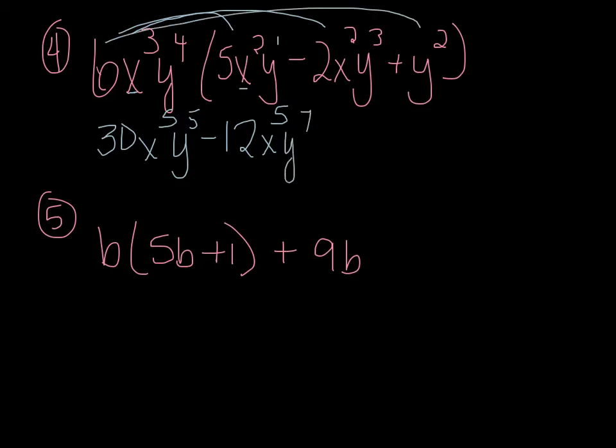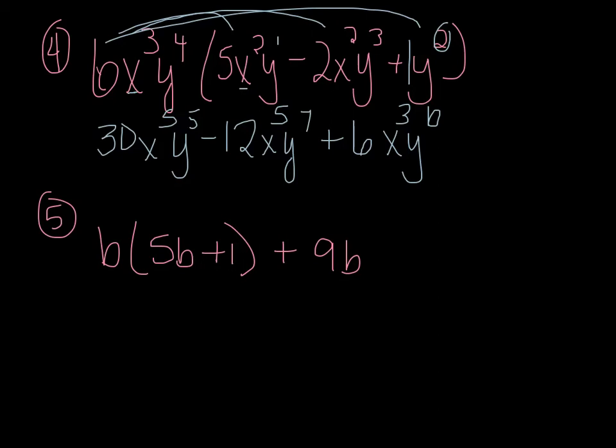Now we have 6 times y squared. Now remember there's a 1 there, so 6 times 1 is 6. And then we have x to the third, and then y to the fourth times y to the second, which is y to the sixth. There's your answer.